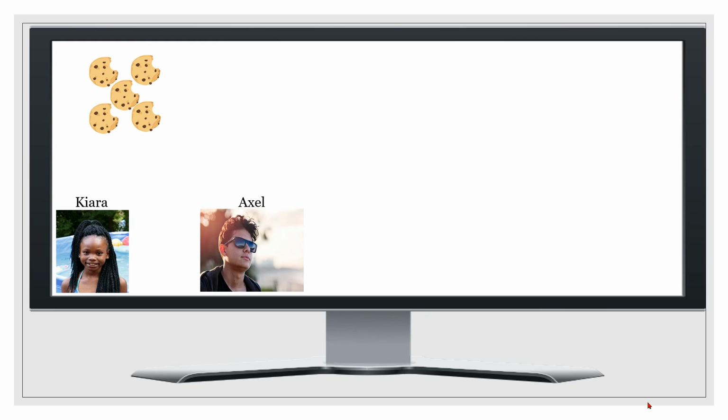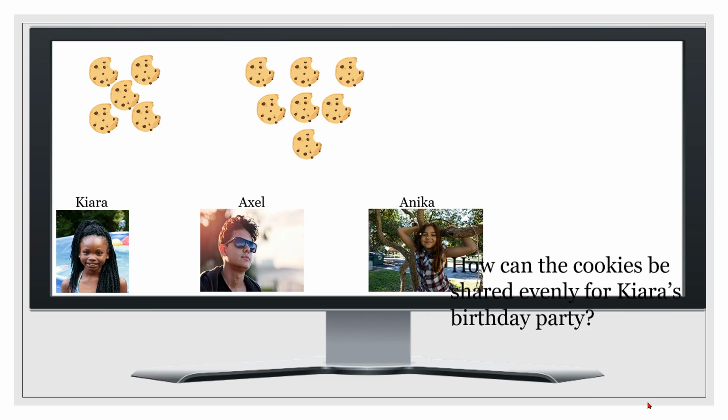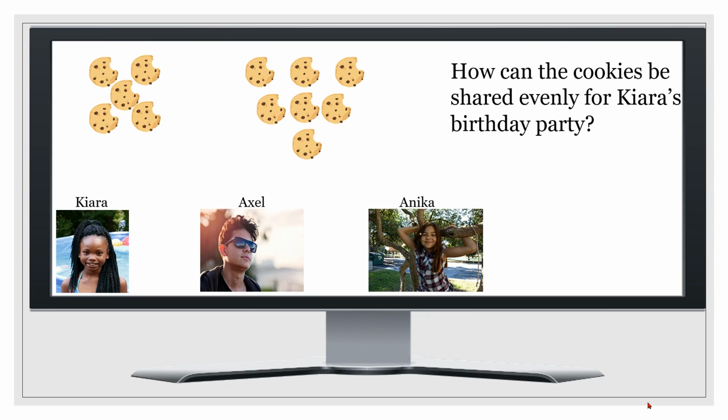So let's think about Kiera. It's her birthday today, and she brought 5 cookies to share for her birthday. Her boyfriend Axel brought 7 cookies to share. And their friend Anika is going to join them in the festivities to share the cookies. So the question is, how can the cookies be shared evenly for Kiera's birthday party?